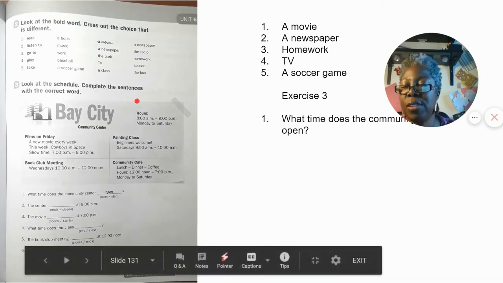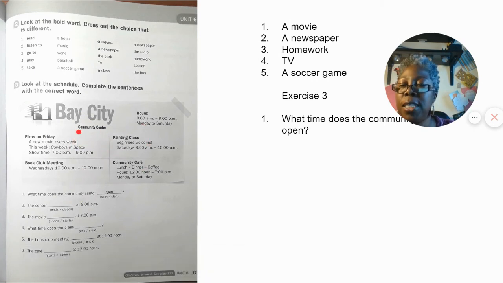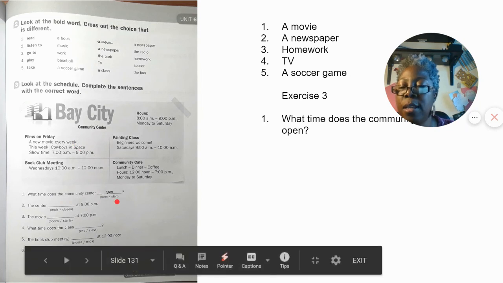Now let's move on to exercise 3. And as you can see here, we have a Bay City Community Center information. And it says, look at the schedule and complete the sentences with the correct word. So you can see here we're doing open, start, ends, closes, right? So our first question, number 1, what time does the community center open? That one's already been done.